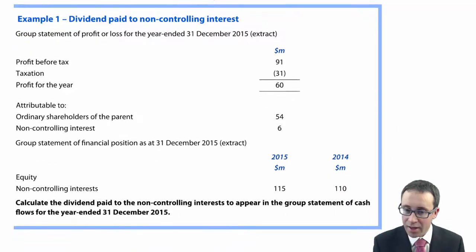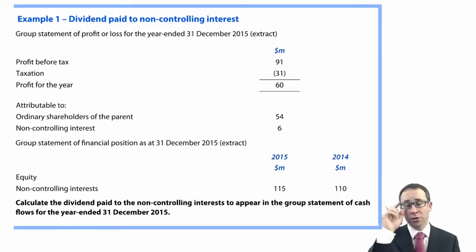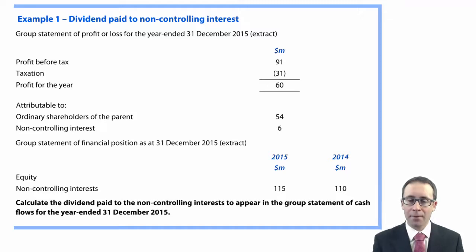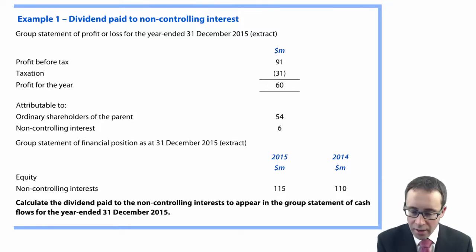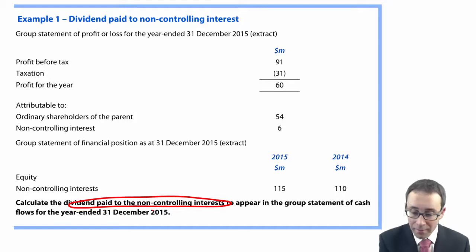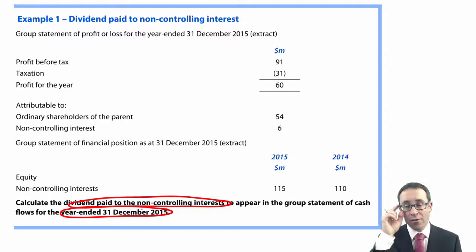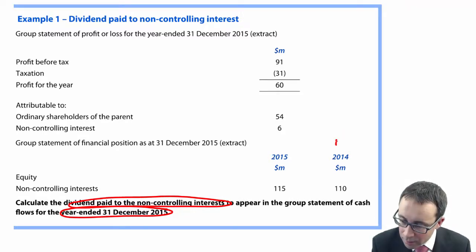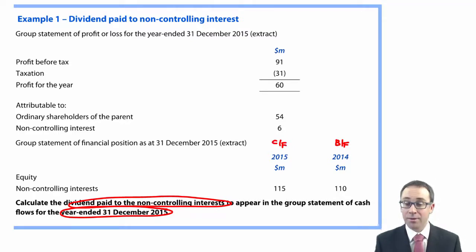Okay, and have a look there at a little example. In the example, there's no acquisition or disposal of a sub. We'll save that until the bigger example at the end of the session. So here it wants us to work out the dividend paid to the non-controlling interests. The group statement of cash flows, the year ended December 2015. So again, it's important to identify the year end so that you can get the correct opening and closing figures. There's nothing worse in the exam when that happens. Okay, so you've got your opening there 2014 of 110, and your closing there of 115.